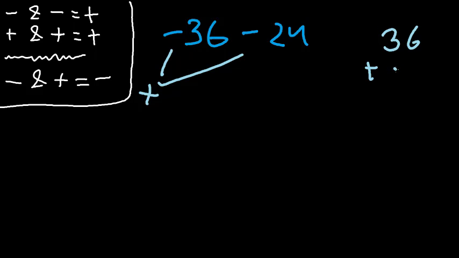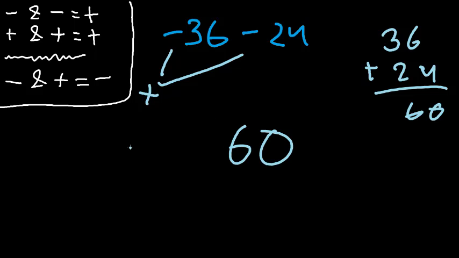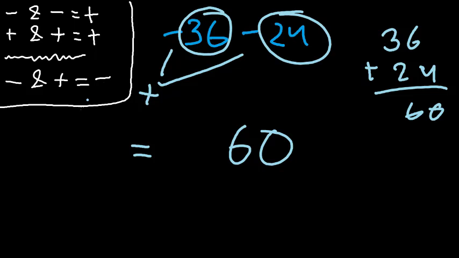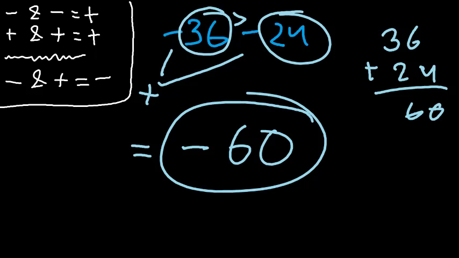So now, since it's a positive, we're going to add them together, because positive means to add, and we would eventually get 60. So our answer is going to be 60, but we still have to do the sign, and the greater number is 36. So we have 24 and 36, and 36 is greater than 24. And the 36 has a negative sign, a minus sign, so we're going to put that sign for the 60. And that is going to be our answer.